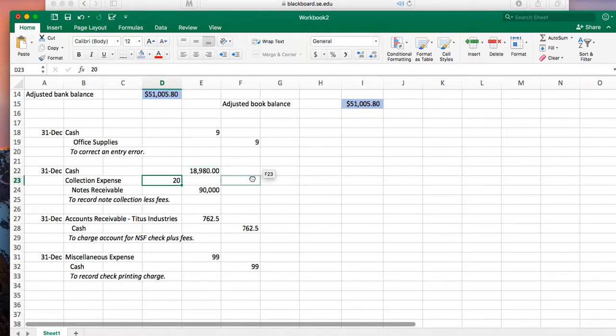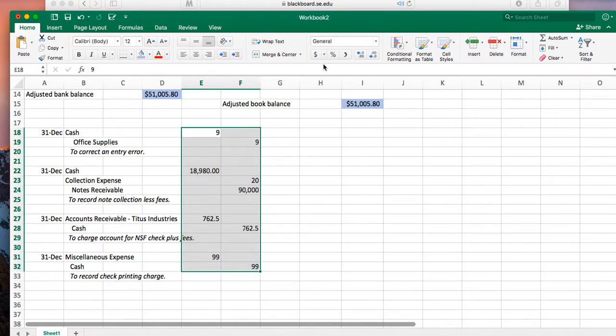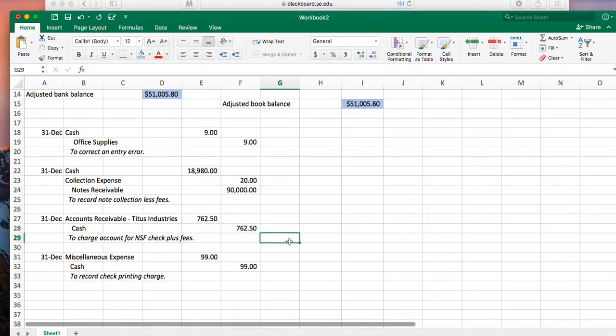So I'm trying to learn to use Mac. So we'll see if we can format this a little bit better for you. There we go. That looks a little bit better.